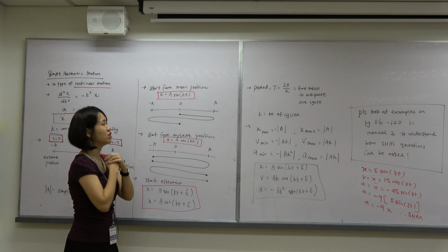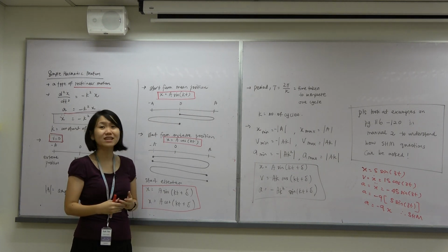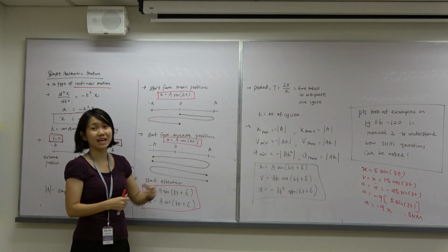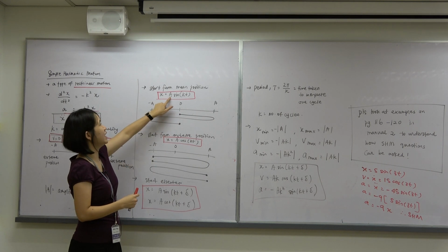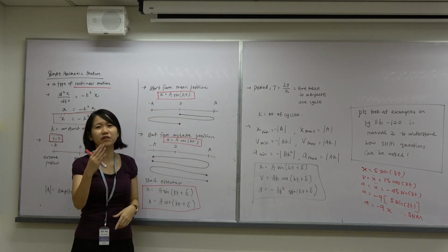So what x function do I use to best model such a motion? A motion that starts from mean position would be x equals a sine kt. Note that a is the amplitude, x is the displacement, t is time, and k is the number of cycles.